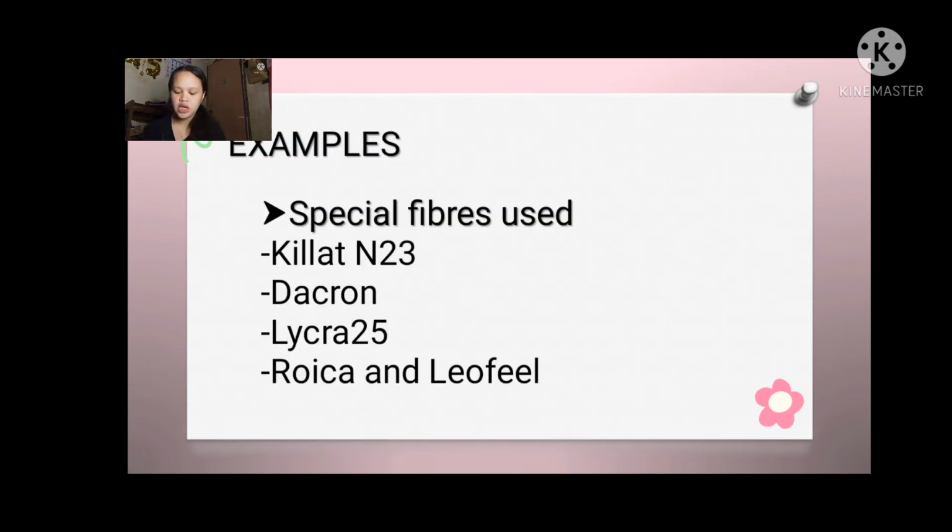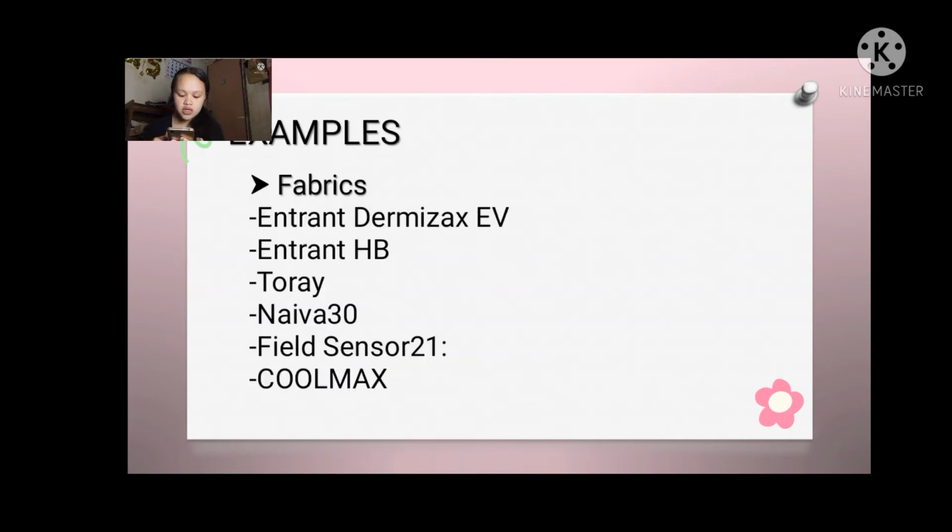In sportswear, we have to choose suitable materials for making sportswear that is related and suitable for the sport. There are special fibers used such as Skilad N23, Dacron, Lycra 25, Lorica and Leofil, and in the fabrics used are also the Enchant Thermisax EV, Enchant HP, Terai, Niva 30, Feld Sensor 21, and Duramax.